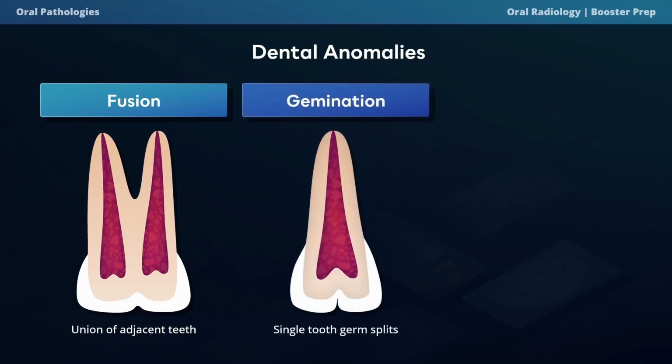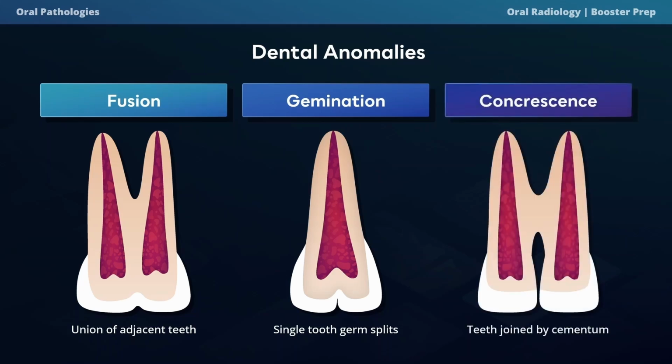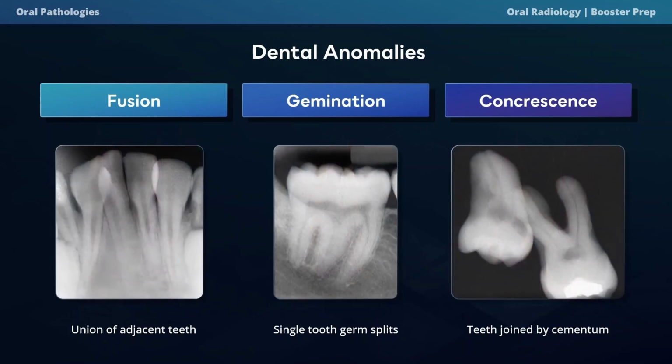Gemination, on the other hand, happens when a single tooth germ splits and it creates a bifid crown with a shared pulp canal, but the tooth count stays normal. And then there's concrescence, where two fully formed teeth join by the cementum alone with no change in the tooth count. And here's what the three aforementioned dental anomalies look like on x-rays, with fusion showing union of the adjacent teeth, gemination showing a single tooth germ splitting, and concrescence showing teeth joined by the cementum.